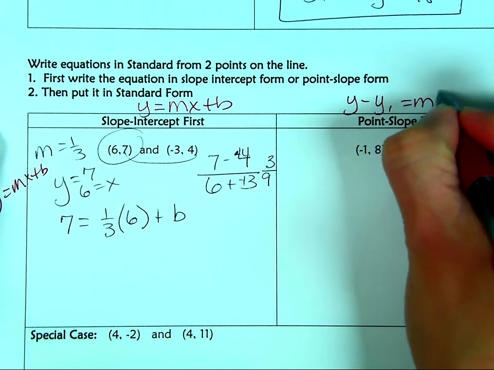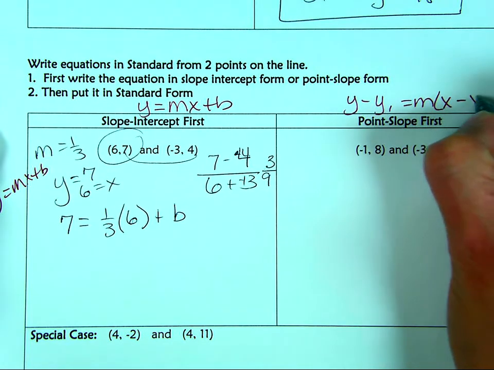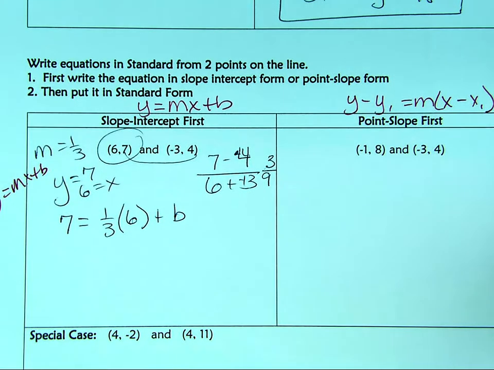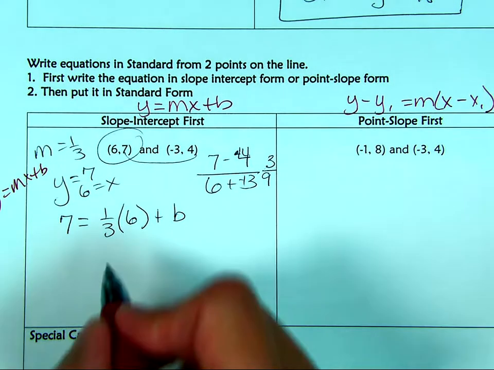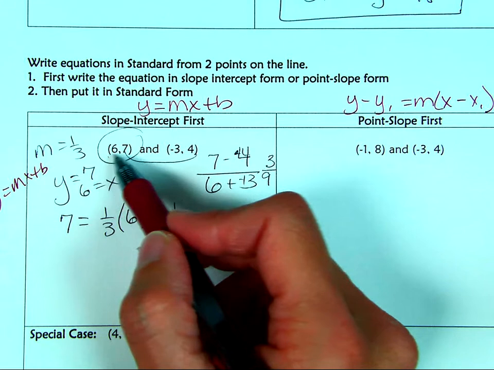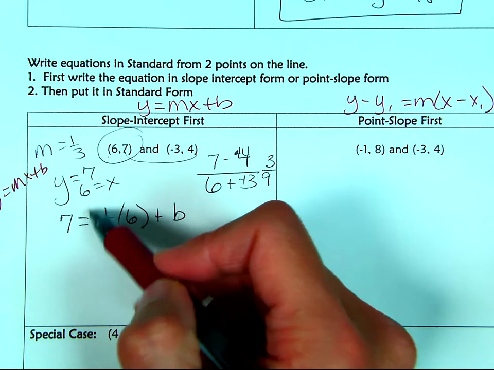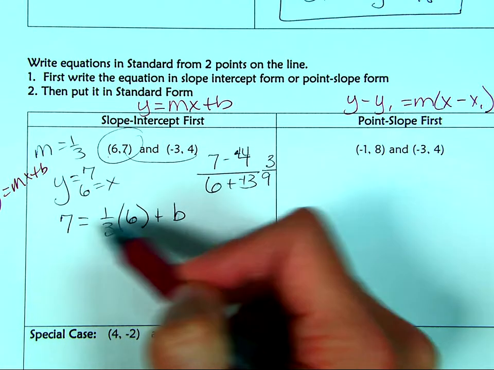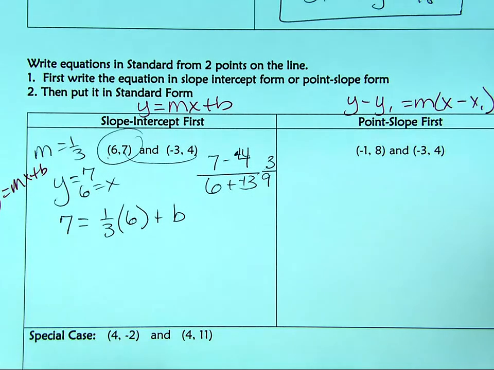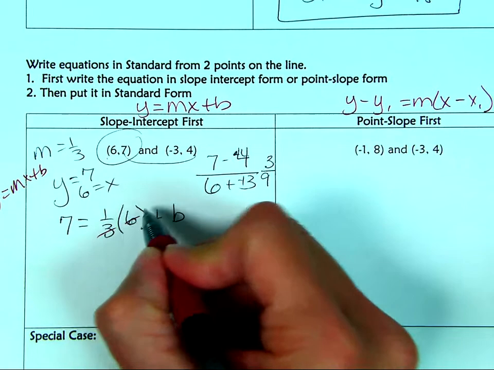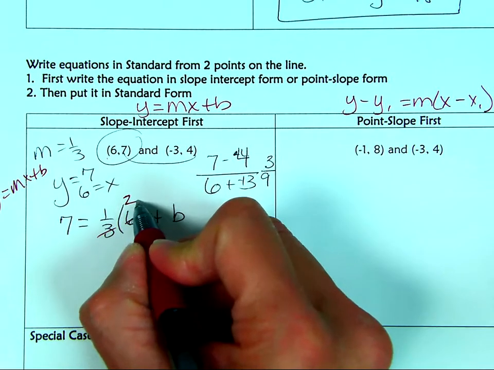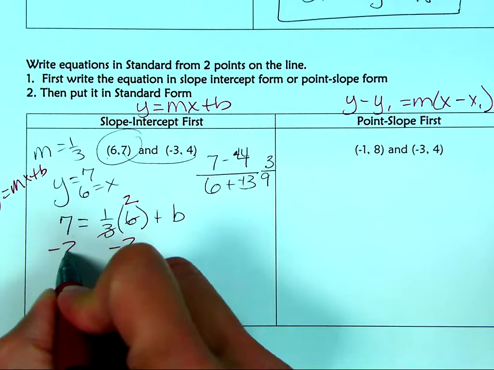So in case you haven't done that recently. Okay, so those are the forms. So what I did was I just picked an x and a y. I picked one of the points, and I plugged my x and y into the equation, this formula, and then I'm solving for b. So 1/3 of 6 is 2, and then I have to subtract 2 from both sides. So I get b equals 5.